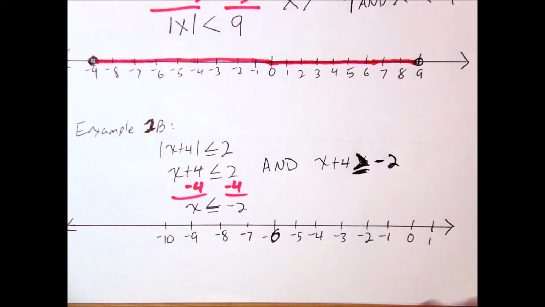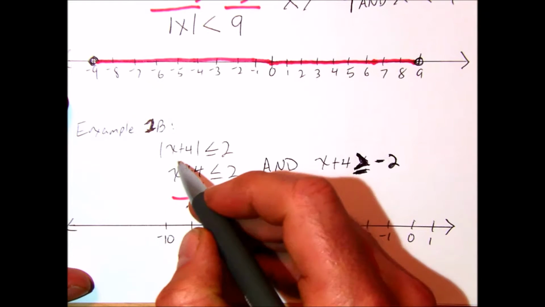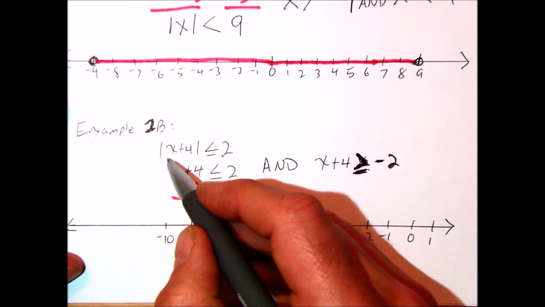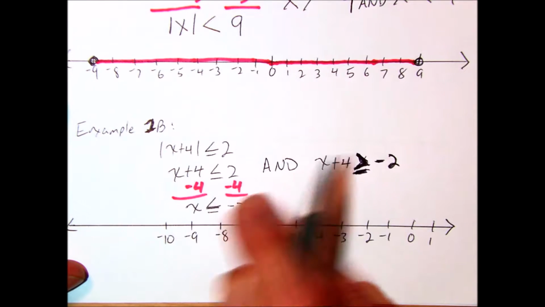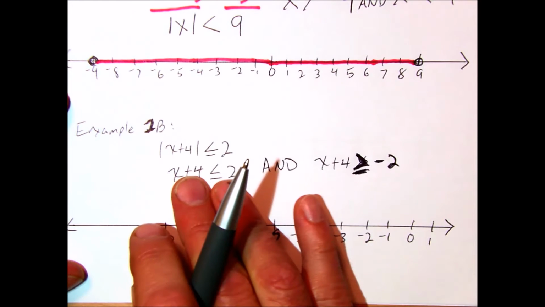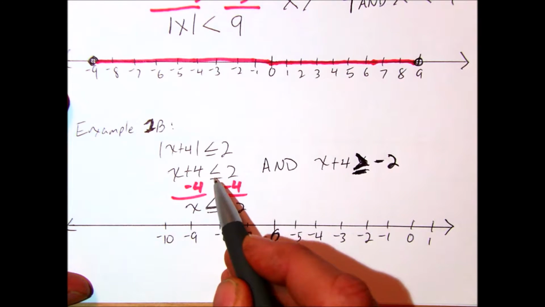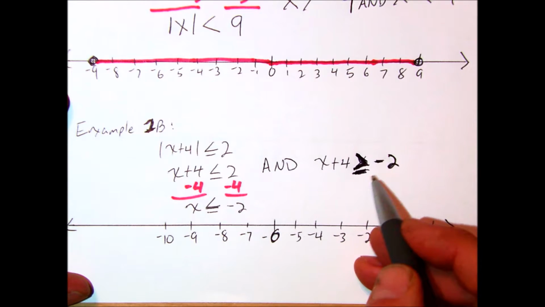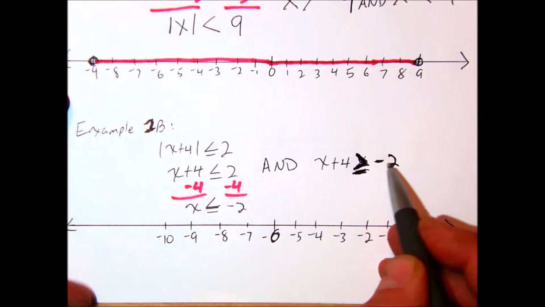Okay, so in example 1b, given the absolute inequality, the absolute value of x plus 4 is less than or equal to 2, we can rewrite this as a compound inequality. x plus 4 is less than or equal to 2, and x plus 4 is greater than or equal to -2, so we flip the sign when we're working with the negative value.